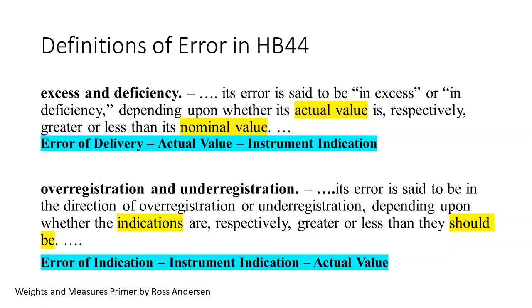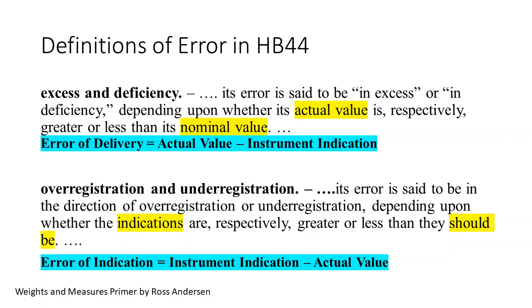Going back to the definitions of error, I propose we should revise them by adding some new text, making error mathematical. This is slightly revised from the 2019 proposal. For errors in excess deficiency, I proposed adding the term error of delivery defined as actual value minus instrument indication. For errors in over-under-registration, adding the term error of indication defined as instrument indication minus actual value. The error is the difference between the values QI and QA in the model. If we treat this as a mathematical value, the difference is just a number.